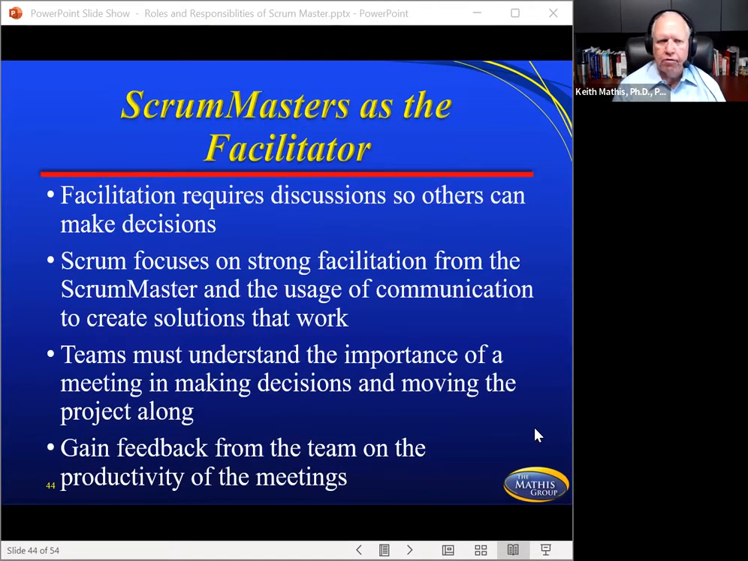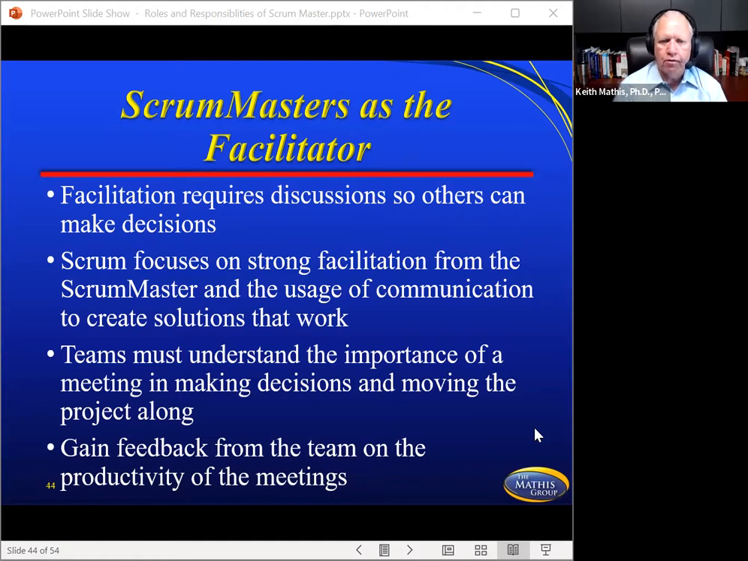And then Scrum Masters as that facilitator. How are your communication skills in getting people to talk and getting people to shut up? Because you're doing both, aren't you? You're trying to get quiet people to share some of their good ideas that they just don't share, and you're trying to get the motor mouths not to dominate everything. So facilitation requires discussion so people can make a difference, can make a decision.